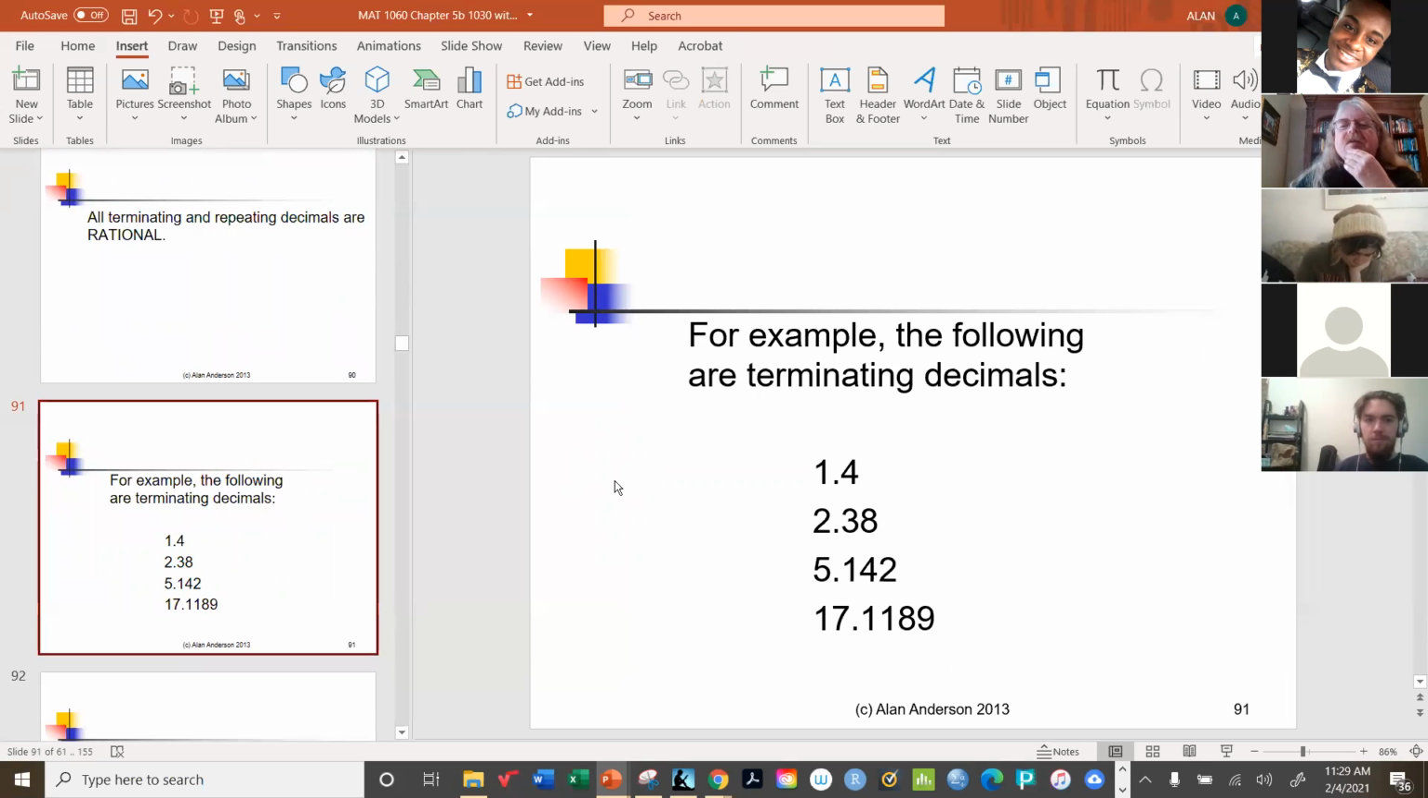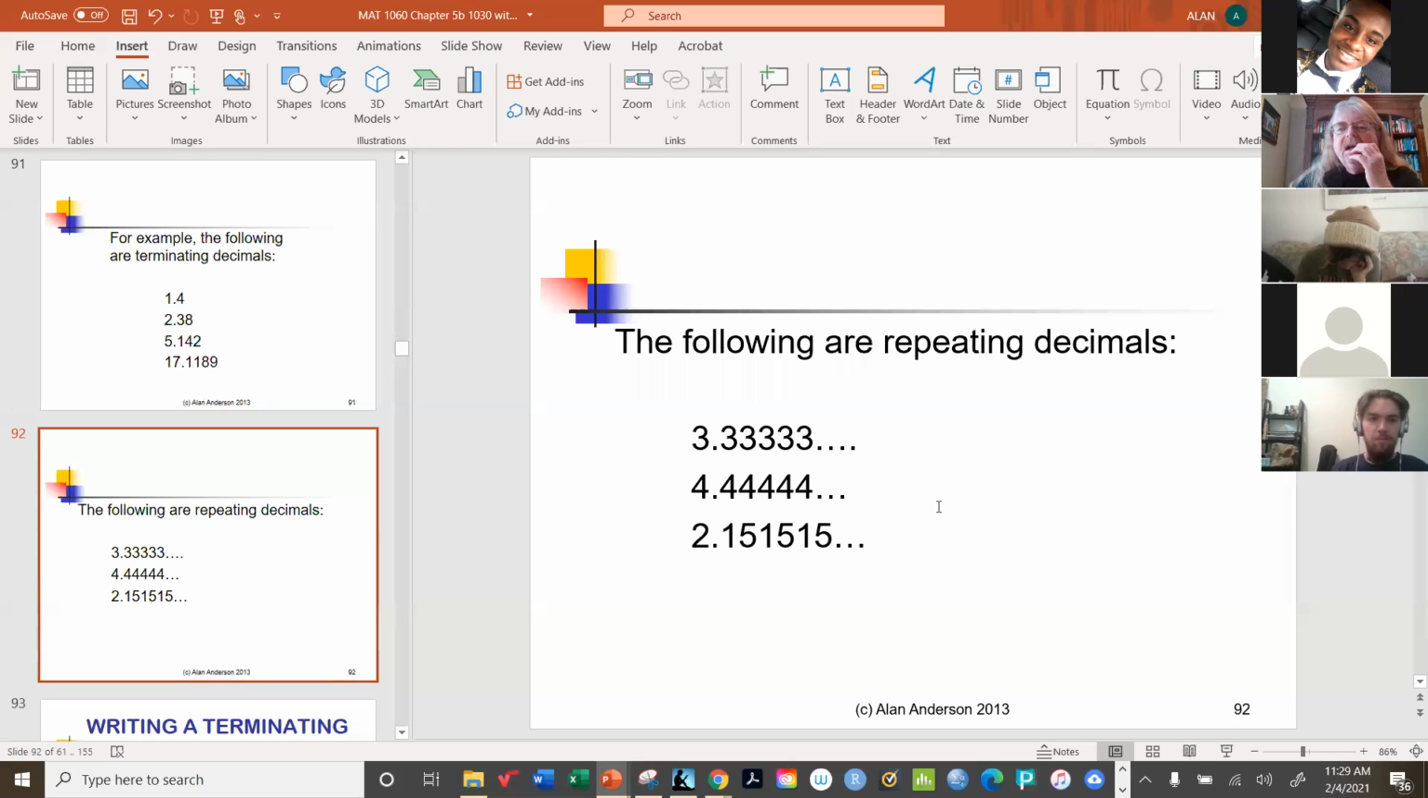So yeah, here's some more examples of terminating decimals. All that you need to know is that there's a finite number of digits after the decimal point. These are the repeating ones. And again, all we need is a pattern. It doesn't have to be a single digit that's being repeated. It could be 2 or 3 or any number. As long as there's a pattern, that makes it repeating. And so both of these are, now, how can we prove that terminating decimals are rational?